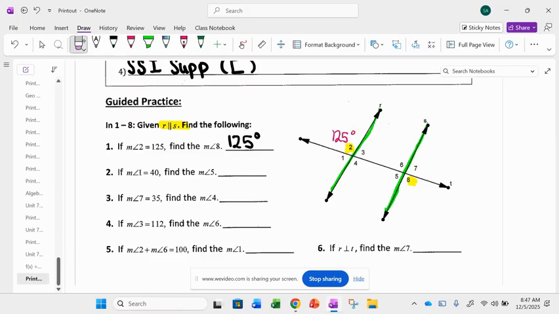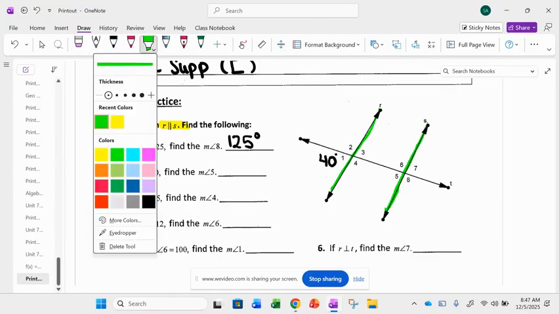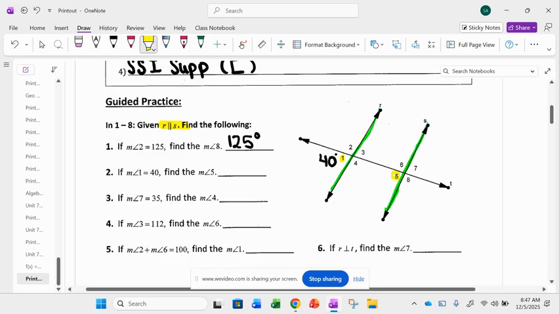All right, next one. I'm going to erase angle 2 and angle 8. I'm still going to leave R and S highlighted though. Now they're saying if angle 1 is 40 degrees, so this is angle 1, 40 degrees, find the measure of angle 5. Now I need to find a relationship between angle 1 and angle 5. So I'm going to trace angle 1, trace angle 5, and then connect them through a common line.